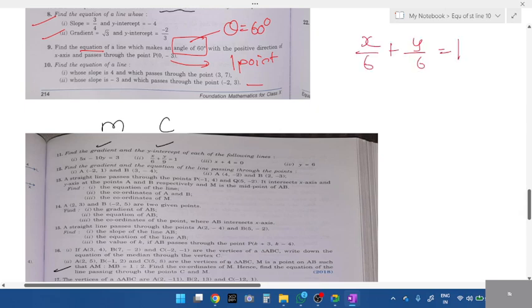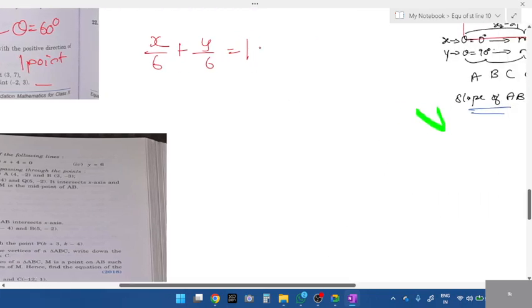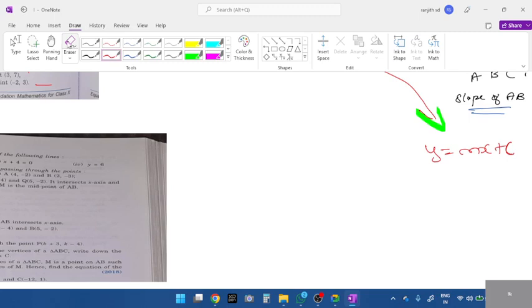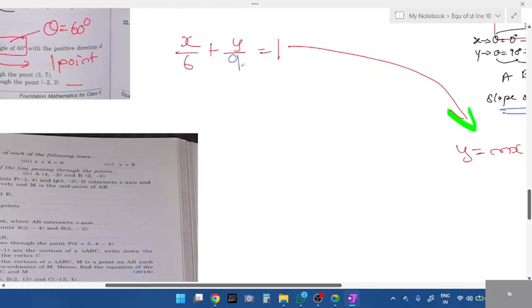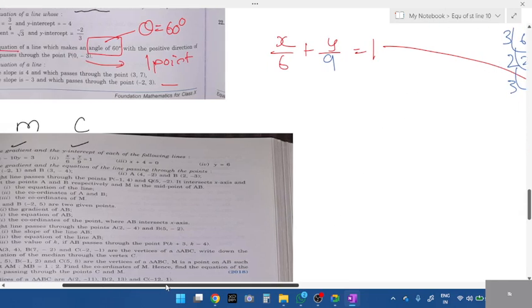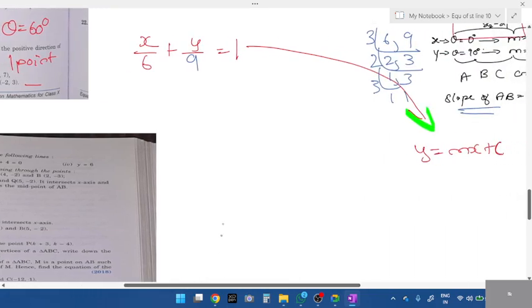What's the first thing we need to do? When denominators are given, we need to eliminate the denominators, right? What's the LCM? 3 twos are 6, 3 threes are 9. 2, 1 and 3. Next, 3, 1, 1. Respond, what's the LCM you'll get? 18.